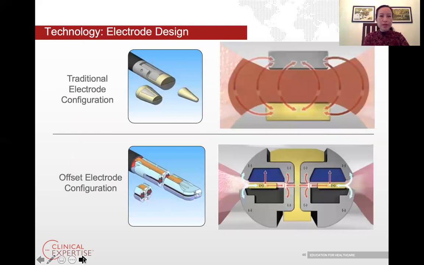As previously explained, traditional bipolar instruments utilize one active and one return electrode, with the potential for ballooning and unintended injury as tissues desiccate. Advanced devices utilize the offset electrode configuration, where two active electrodes are surrounded by multiple return electrodes. This focuses current flow within the jaws, minimizing stray energy and lateral thermal spread.